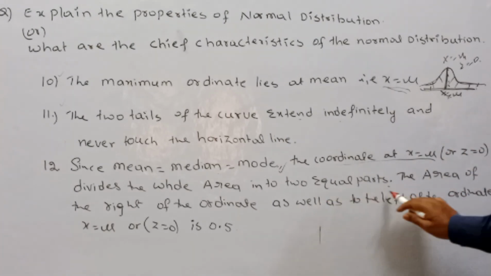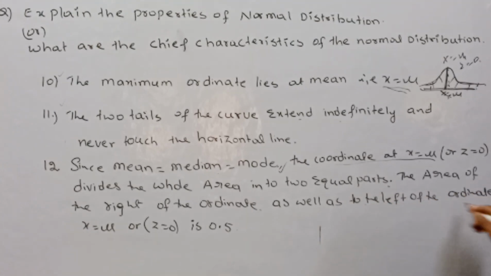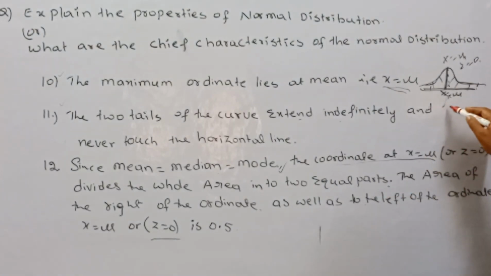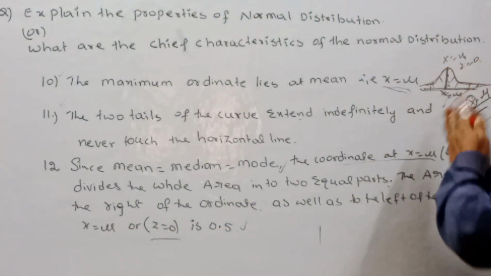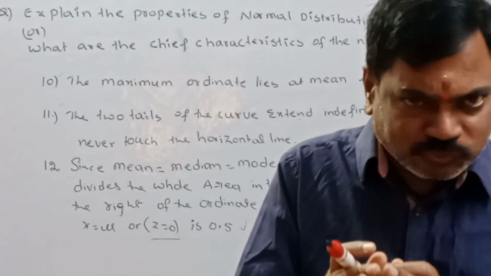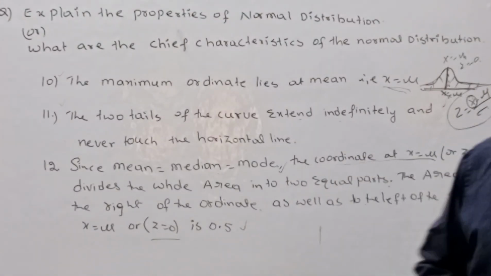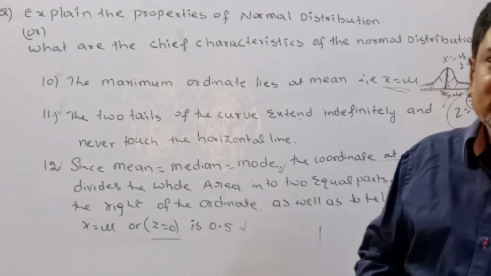So the area to the right of the ordinate as well as to the left of the ordinate x equal to mu, or z equal to 0, is equal. Why? Because z is equal to x minus mu by sigma, and if x equal to mu, this is equal to 0. Each probability is equal to 0.5, and the sum of the total probability is 0.5 plus 0.5 equal to 1. This is the 10th, 11th and 12th property.